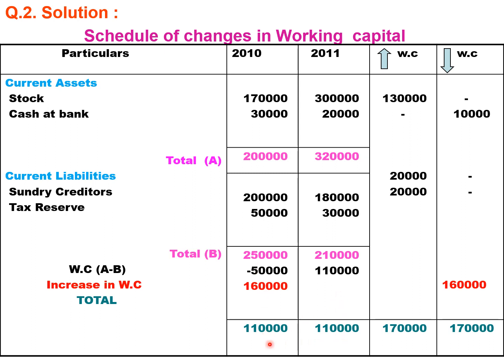So 1,10,000 total, students, minus of minus 50,000. So 1,10,000 plus 50,000, you get 1,60,000. So there is an increase in working capital of 1,60,000. You can also verify the total in the last column. Increase 1,30,000 plus 20,000 plus 20,000, you get 1,70,000. So total increase is 1,70,000 minus decrease 10,000, you get 1,60,000. So there is an increase in working capital to the extent of 1,60,000.